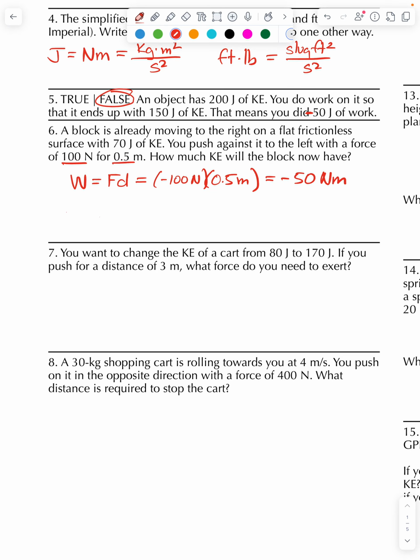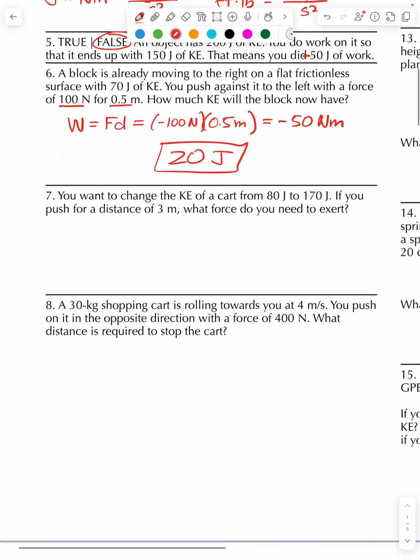So now let's get the answer. If it has 70 joules of KE and I do negative 50 joules of work, how much KE will it have at the end? 20 joules or 20 newton meters. Not too hard, right? It's just that you haven't done these in a while. So again, be patient, study, and these questions will be kind of straightforward if you just remember work equals force times distance and work equals the change in energy.